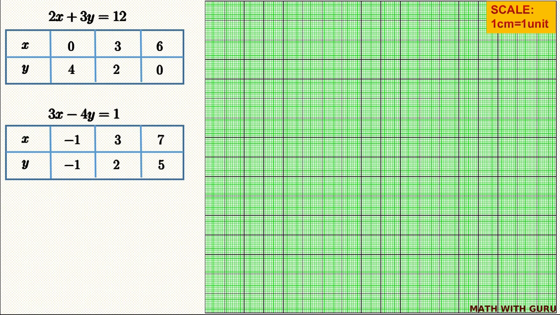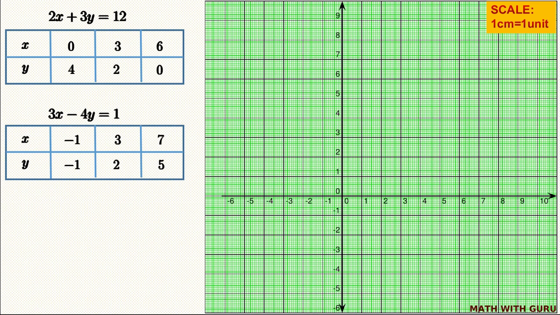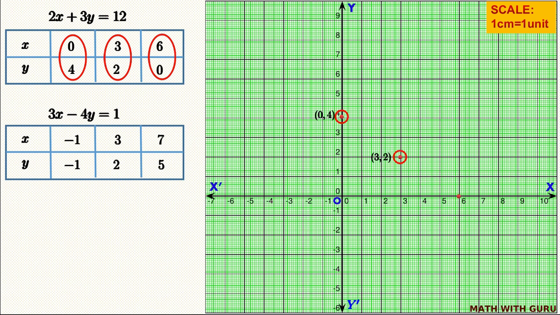Here is the graph. Let us choose a scale as before. 1 centimeter equals 1 unit. Draw the axis, x and y axis. Name them. Mark the points. 0, 4 lies on the y axis. Here it is. 3, 2. Then 6, 0. This lies on the x axis. These are collinear. Draw the straight line. This is the graph of 2x plus 3y equals 12.